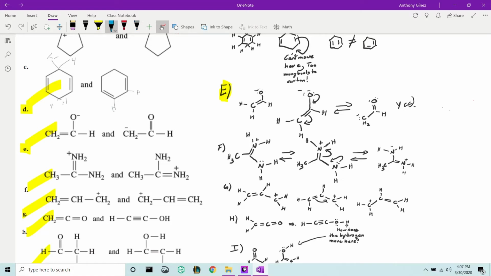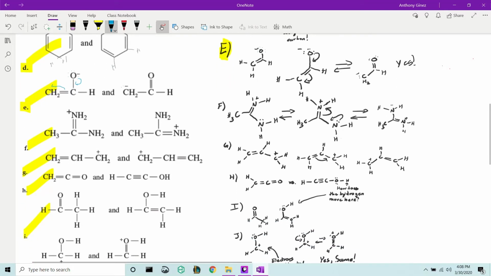What jumps out to me? We see that there's an extra pair of electrons on this carbon. How did it get there? It looks like the oxygen was allowed to flow here, and then this double bond was able to move its pair of electrons over to this carbon, retaining an octet of electrons, which is possible. Therefore, E is in fact a resonance structure.